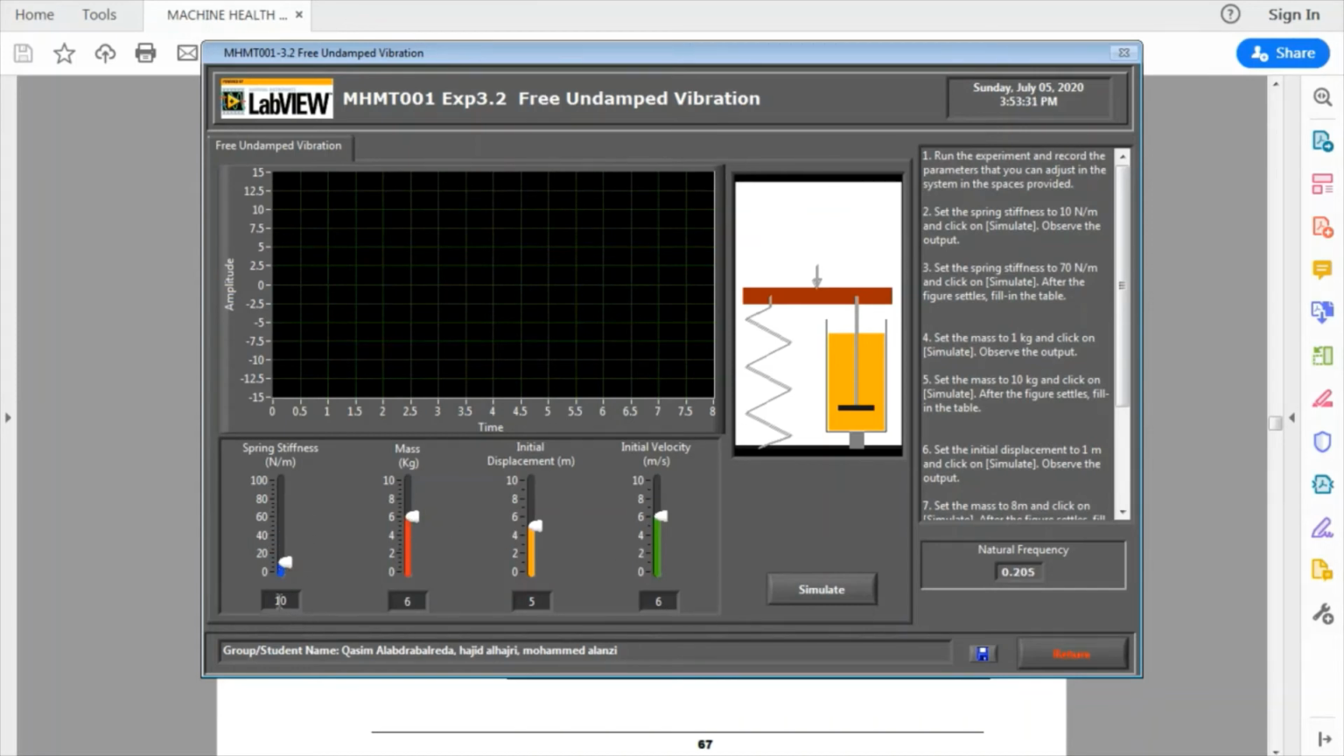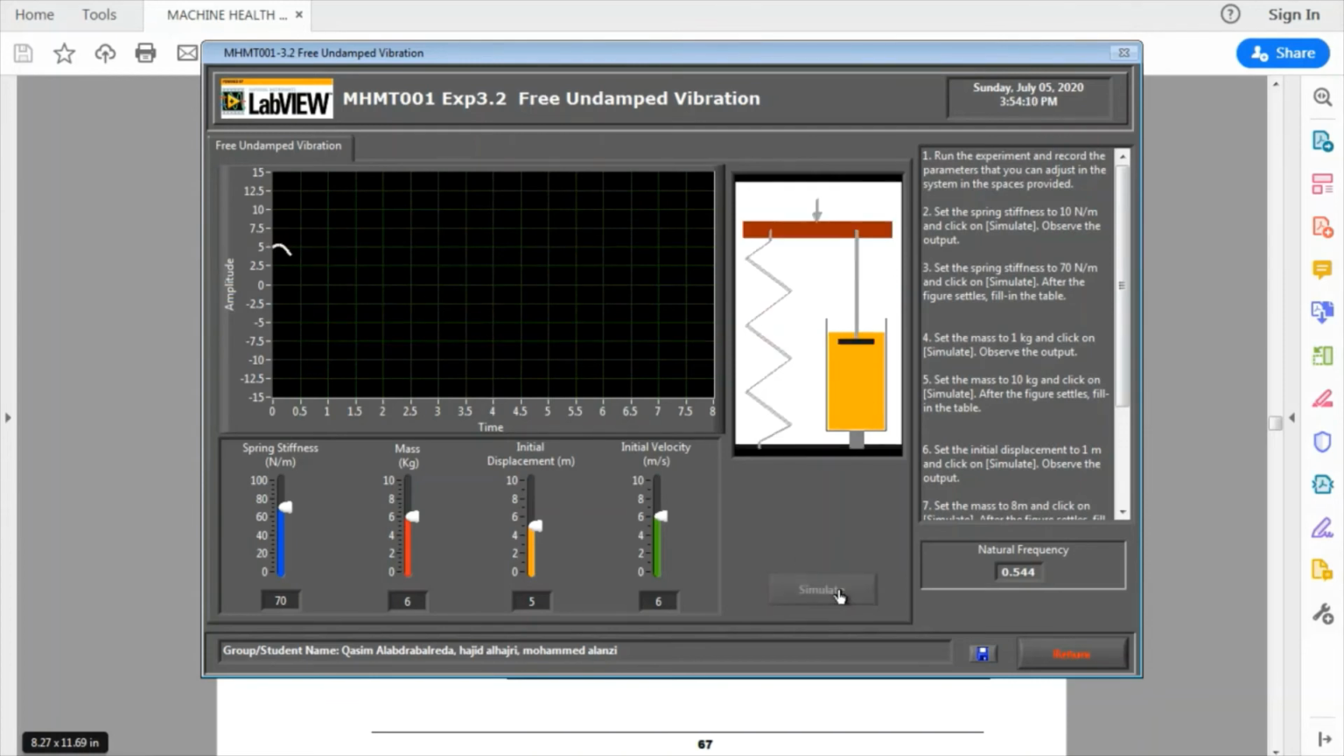This is 10, and let's simulate the system. You can see that the object is moving up and down for 8 seconds, and this is the graph. So from here we can see that the amplitude is plus 7.5 and negative 7.5. Let's keep this in mind, or we can take a snapshot, for example, to keep that value. If we change the spring stiffness to 70 as mentioned and run simulate again, remember that the amplitude was 7.5.